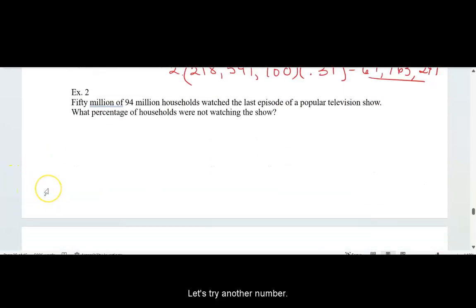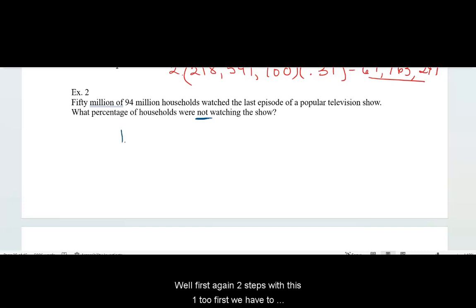Let's try another number. So this is where we're taking a sample, right, and in these problems we are assigning it to the population, making inferences from the descriptive statistics. All right, number 2, 50 million of 94 million households watched the last episode of a popular television show. What percentage of households were not, there's your key word there, not watching the show?